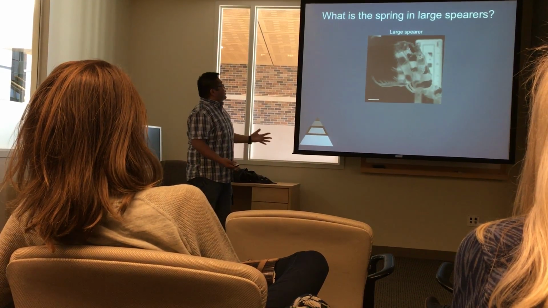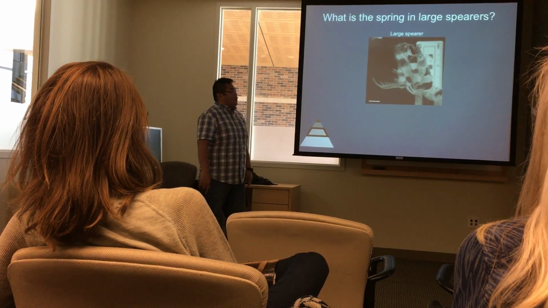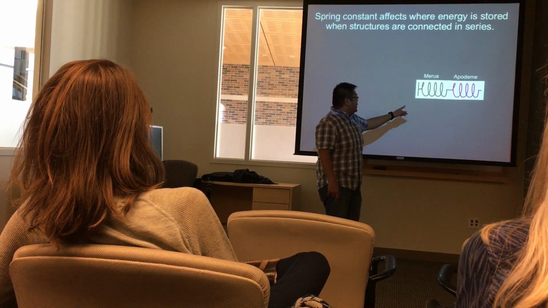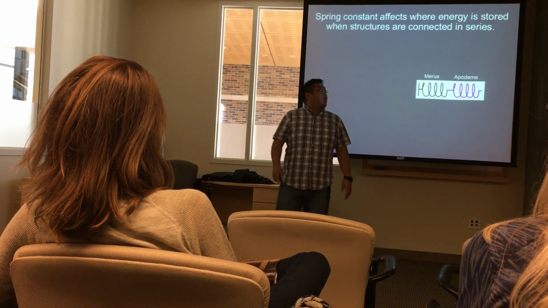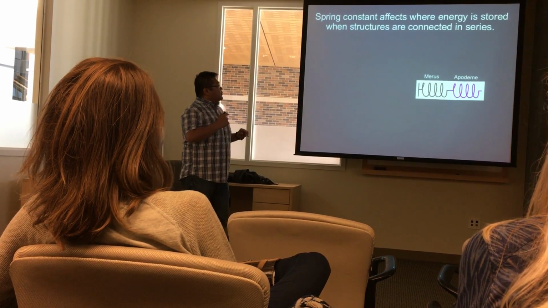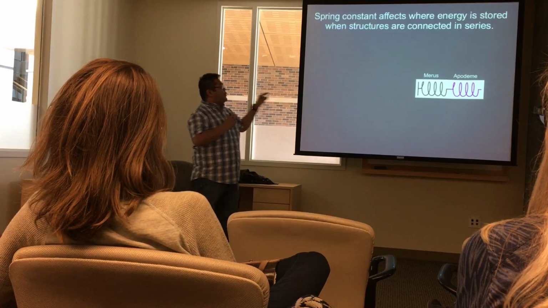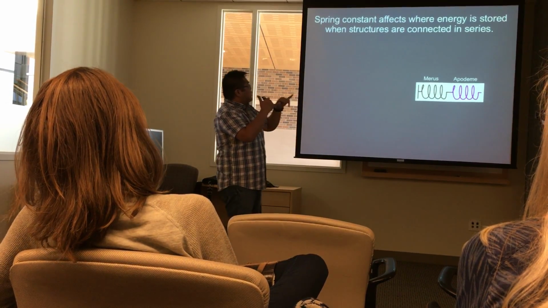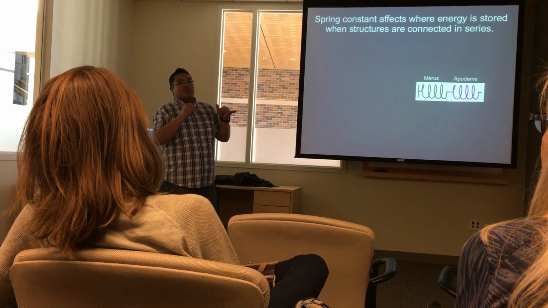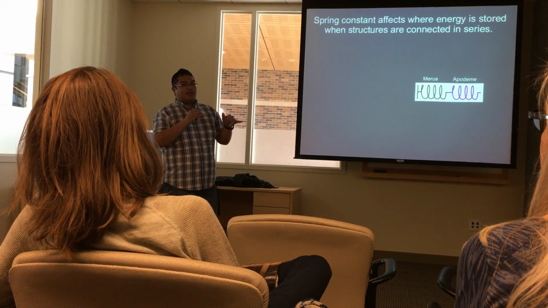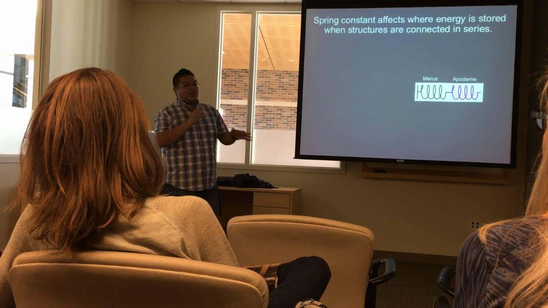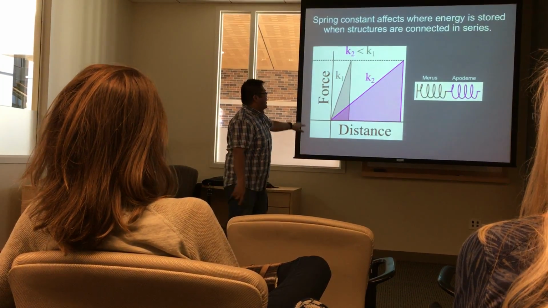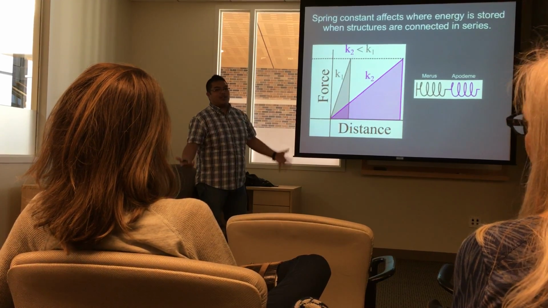All right, so we move on to the next question, which is what is the spring in large spears? And here we have 2 structures, right, connected, the maris and the epididyme. So what I want to say here is that if you have 2 systems that are connected together in series, the structure with the lower spring constant stores the most amount of energy, right? I could show you a mathematical proof, but I'll save you from that. There's a lot more math coming later on. And I'll just put this image up here as a visual demonstration, right?